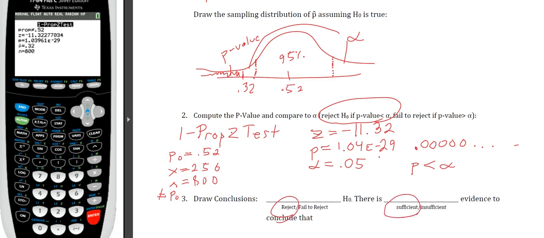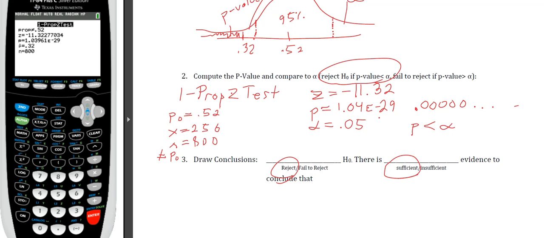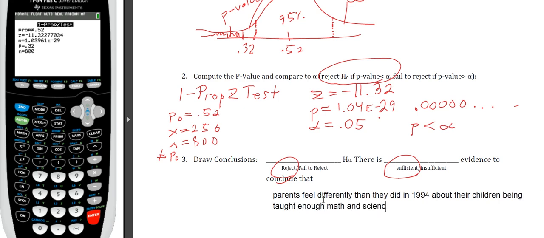There is enough evidence to show that parents feel differently than they did in 1994 about their children being taught enough math and science. So that's what we have enough information to show. And that's what the alternative hypothesis was trying to show. This again being the alternative hypothesis in context.